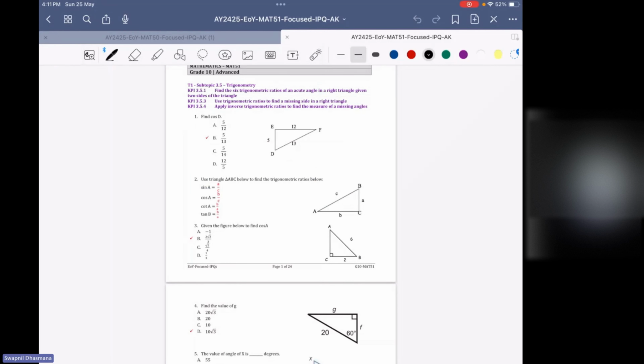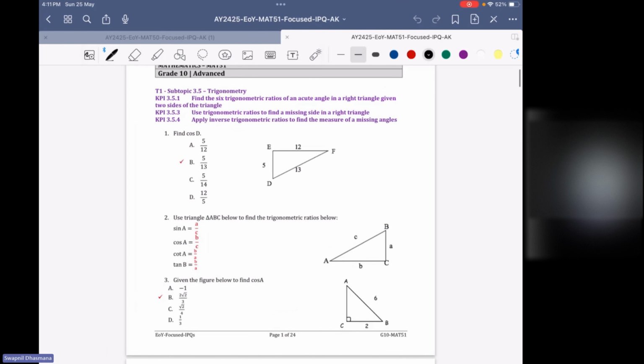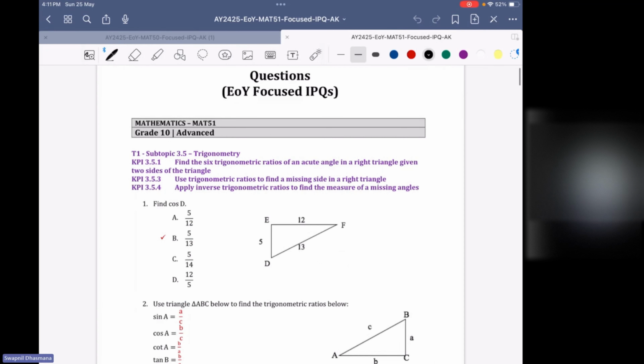Today we are going to do end of year Math 51. This is the course code. The first topic is trigonometry.